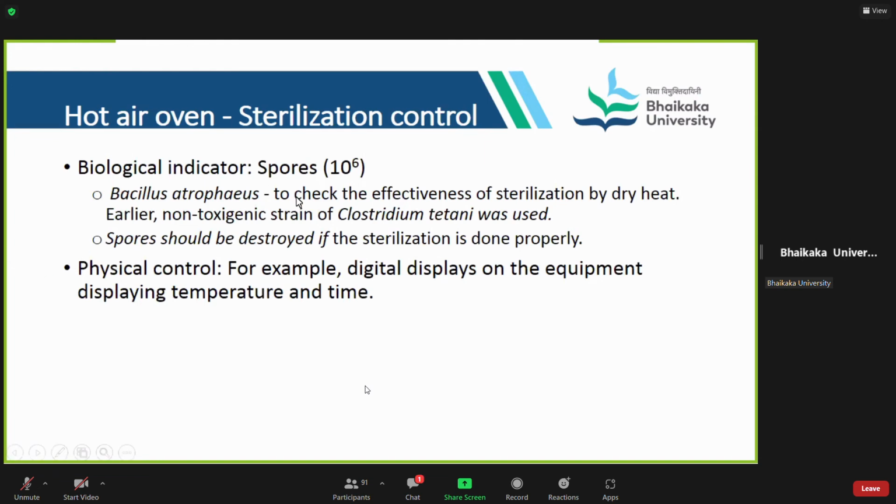Once the cycle is run, along with the load, you put the strips which contain the spores of Bacillus atrophaeus. Initially, we used to have spores of Clostridium tetani, but now Bacillus atrophaeus spores are used. And these spores must get killed on exposure to the designated temperature and time. Once you expose these spore strips to the hot air oven, you take them after the cycle and inoculate them in culture medium. If the spores have been killed, they will not grow, and no growth will indicate that the spores have been killed. So that becomes your biological control. So this is about the hot air oven.